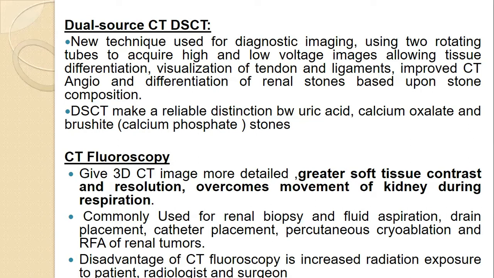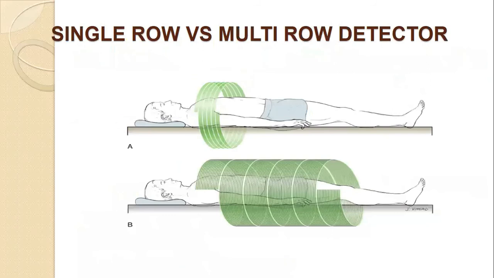This new technique is CT fluoroscopy. It gives 3D CT images with more detail, greater soft tissue contrast, and resolution, overcoming the movement of the kidney during inspiration. CT fluoroscopy can be used for fluid aspiration, drain placement, catheter placement, or cryoablation and RFA of renal tumors. The disadvantage of CT fluoroscopy is increased exposure to radiation. So the old one, CT with a single row, is modern CT.